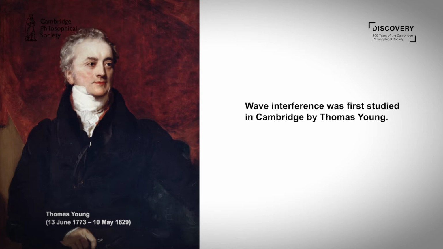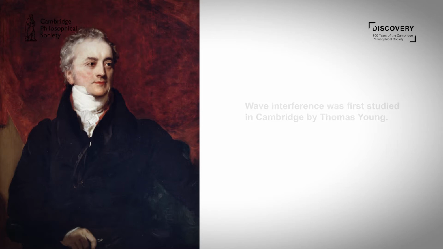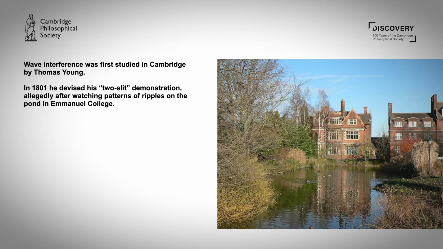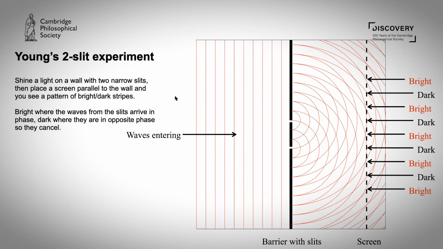So the story of waves and wave theory in Cambridge starts with this chap, Thomas Young. And in 1801 or thereabouts, he devised a famous experiment. The legend is that he got the idea through looking at the ripples on this pond in Emmanuel College. And he devised an experiment called Young's two-slit experiment. I'm going to describe it for you briefly here. And this is to do with light.